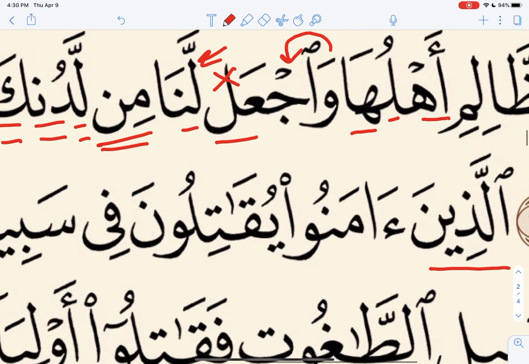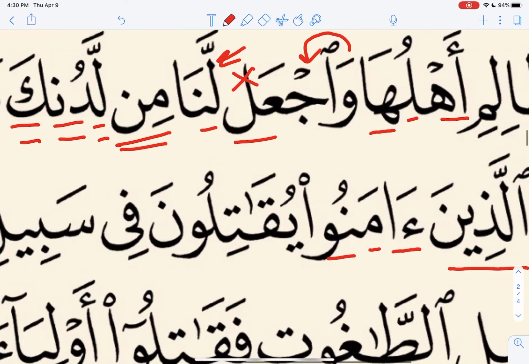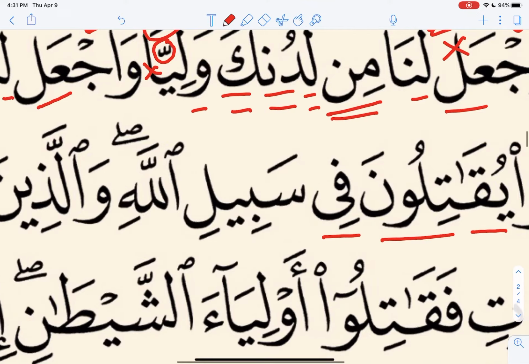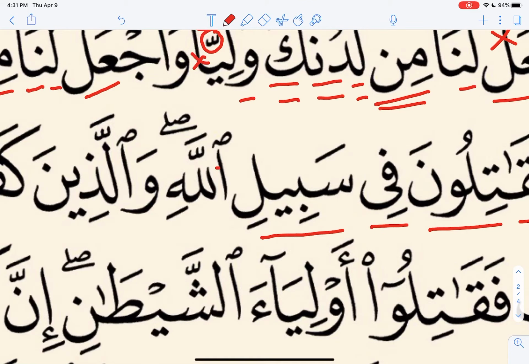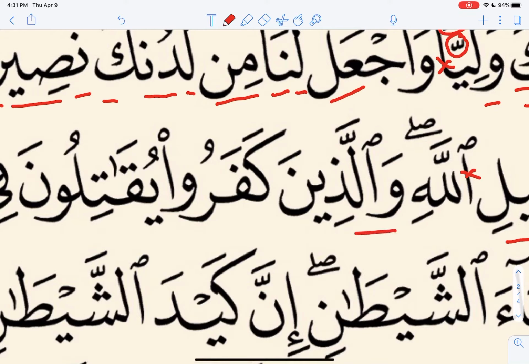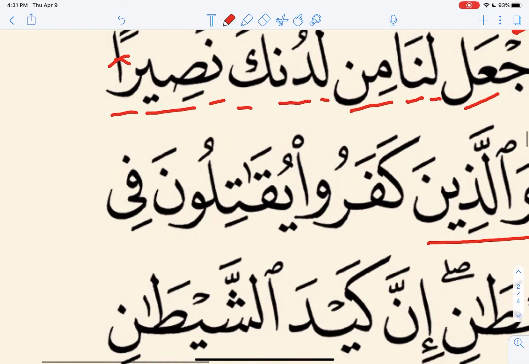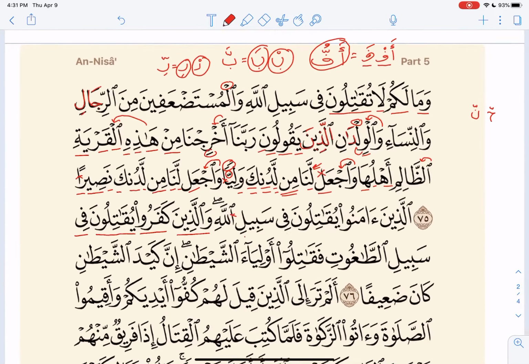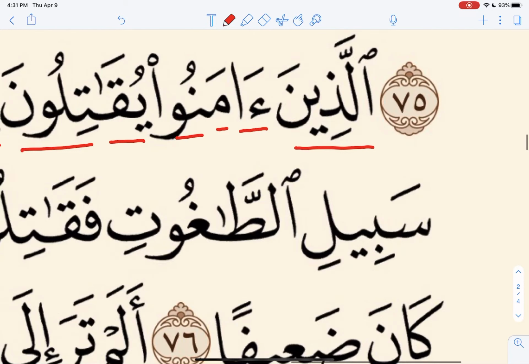الذين آمنوا يقاتلون في سبيل, this goes away, سبيل الله. But if we pronounce it by itself, Allah. والذين كفروا يقاتلون في سبيلي. If we're using this, we're going to jump to the ta.